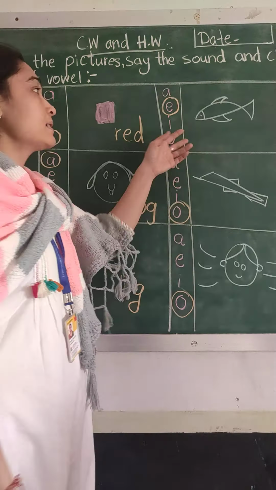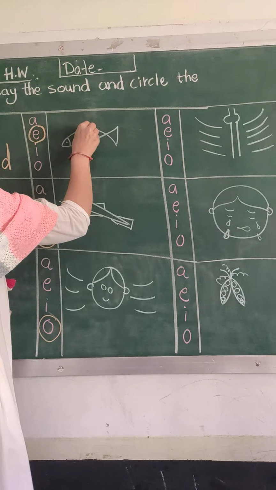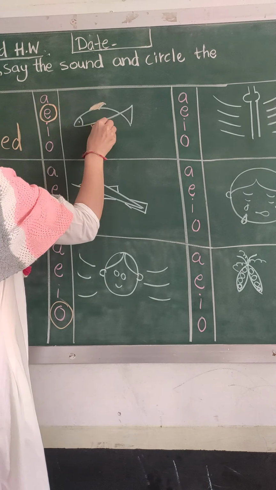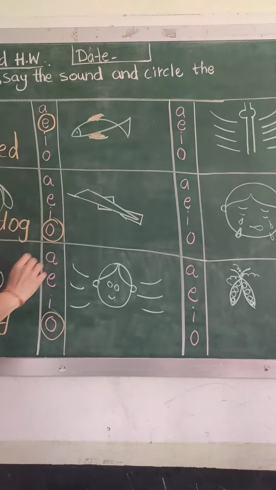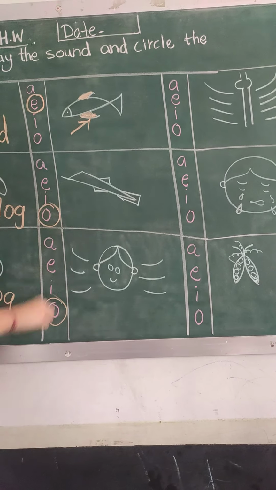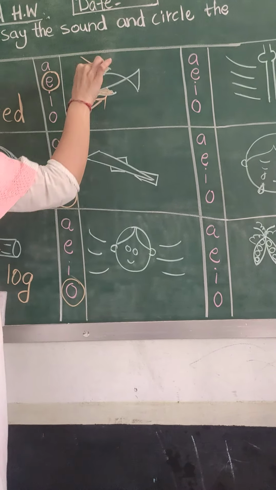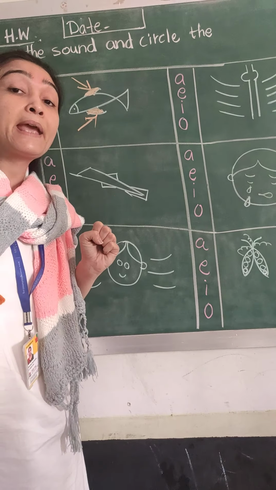Okay. Next is the picture of. What is this, children? What are these? These are the fins of a fish. Okay. What do you hear when I say it?